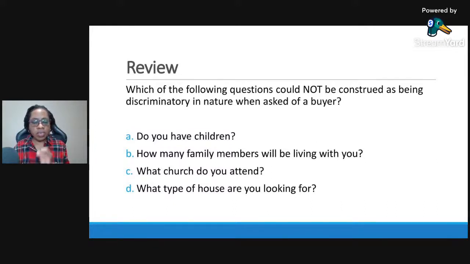But the reason why the answer is D is because D is more objective. So it's like, what type of house are you looking for? Are you looking for a ranch style house? Are you looking for a two-story? Are you looking for a condo? How many bedrooms do you need? Those types of questions, right? So we're not tethering on fair housing, but we're just keeping it on the property that they're looking for, right? So that's why I would pick D over B.